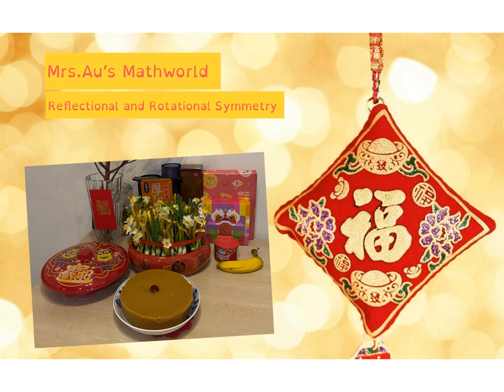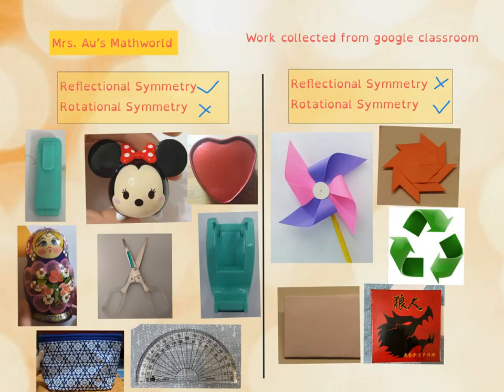Today we continue to discuss the property of reflectional and rotational symmetry. So these are the words that were uploaded by some of you. For the left hand side, you can see that all these have reflectional symmetry, but not rotational symmetry. For these objects, all have one axis of symmetry.